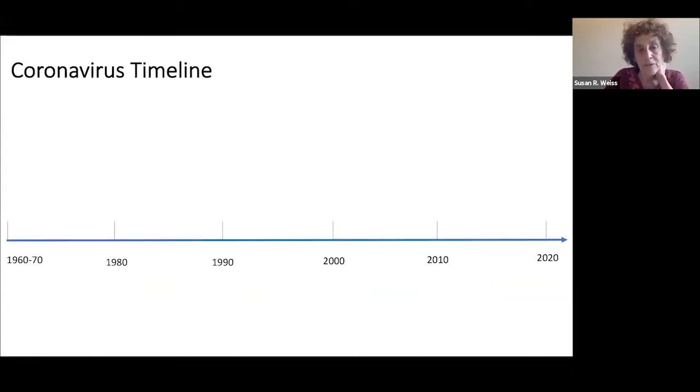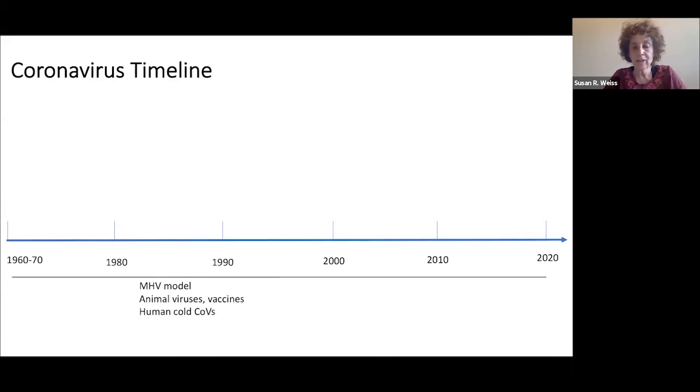So this is a timeline of coronavirus history starting in the 60s and 70s, although as I said before, we did know about some of these viruses before that. So I would say during this period from the 60s until the present, people have been studying the MHV model, the animal viruses, the vaccines, and human cold viruses. And that's continued even after the emergence of the lethal viruses.